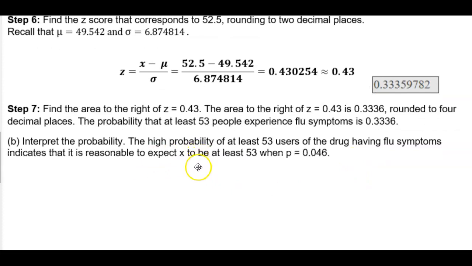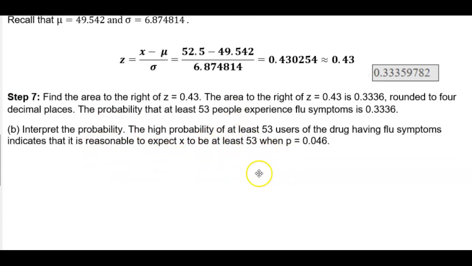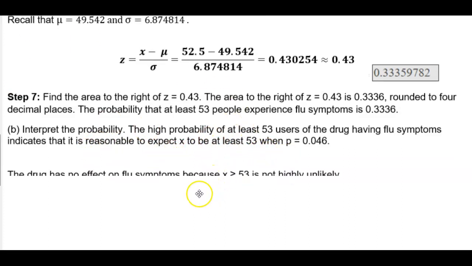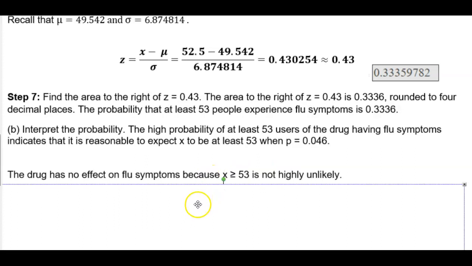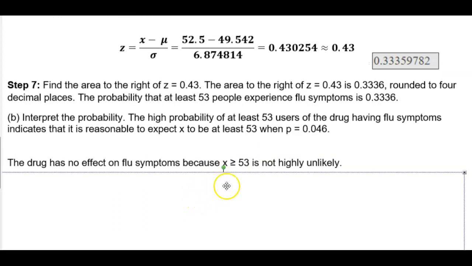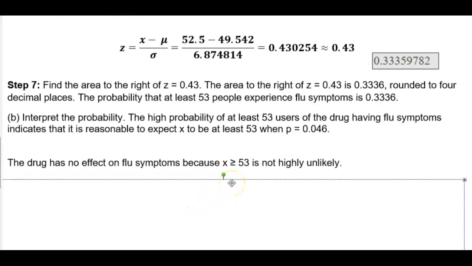Now in part B it says interpret the probability. So the high probability, which is 0.3336, of at least 53 users of the drug having flu symptoms indicates that it is reasonable to expect X to be at least 53 when p is equal to 0.046. So we would say that the drug has no effect on flu symptoms because X being greater than or equal to 53 is not highly unlikely.